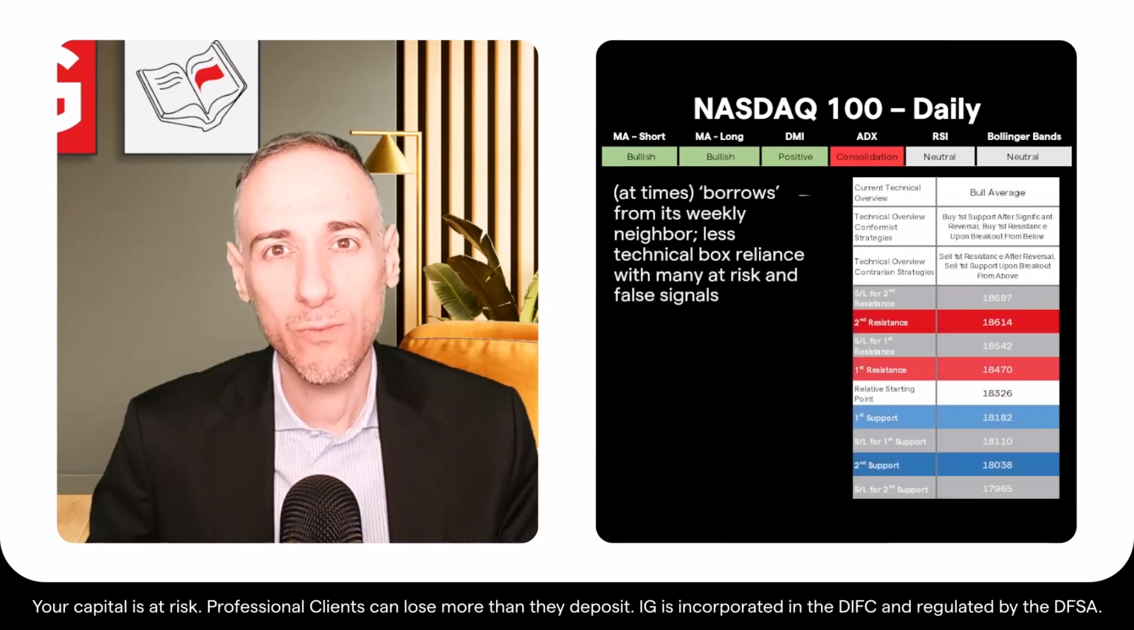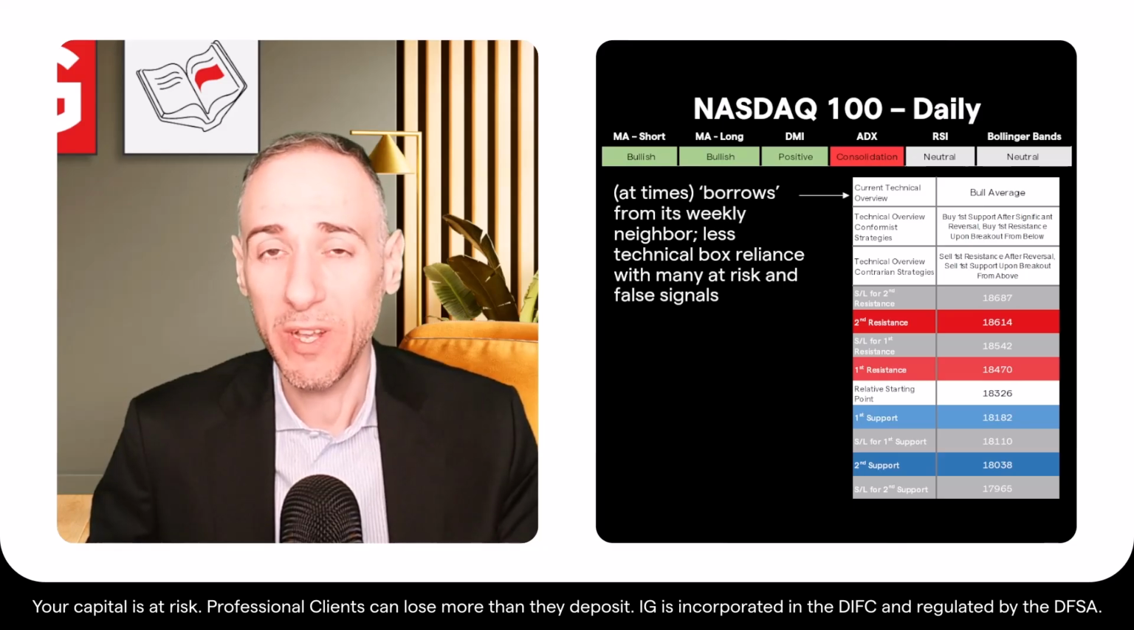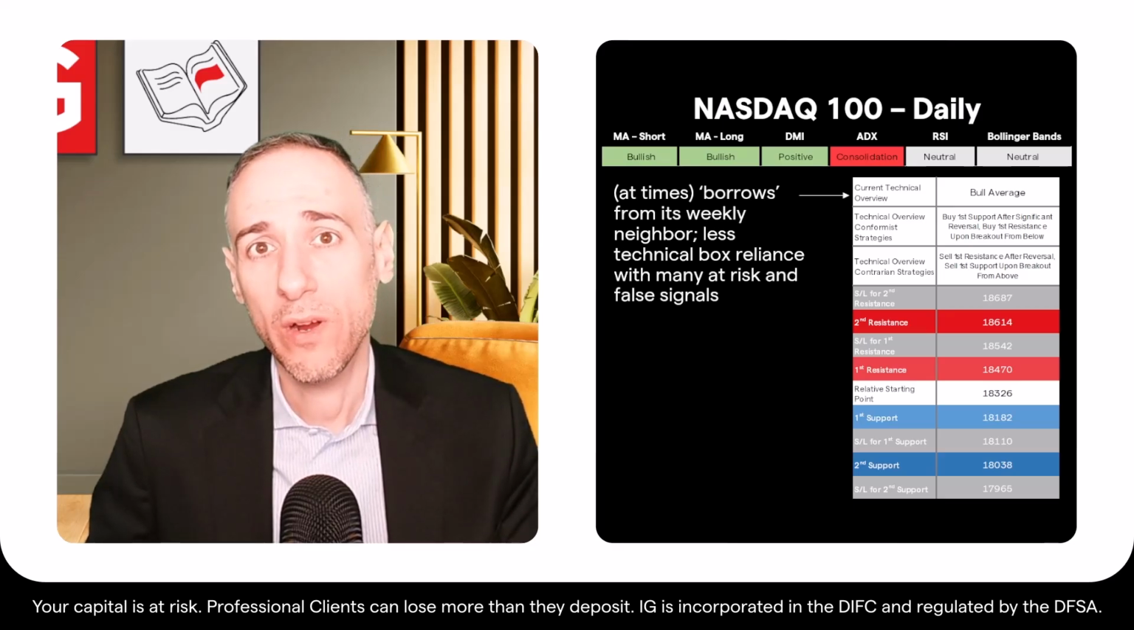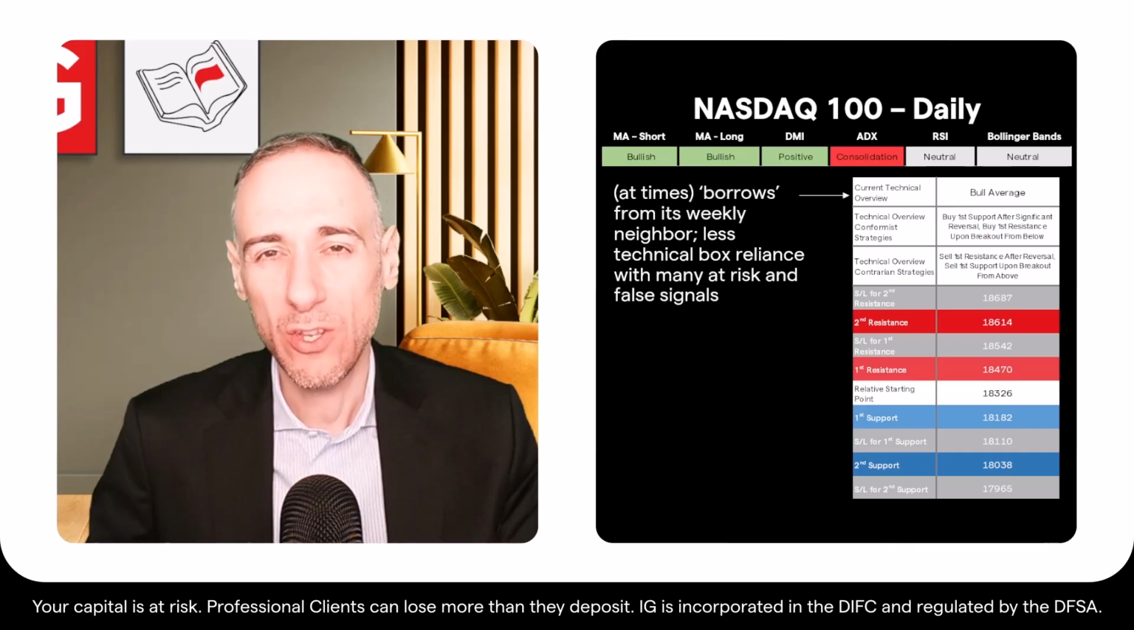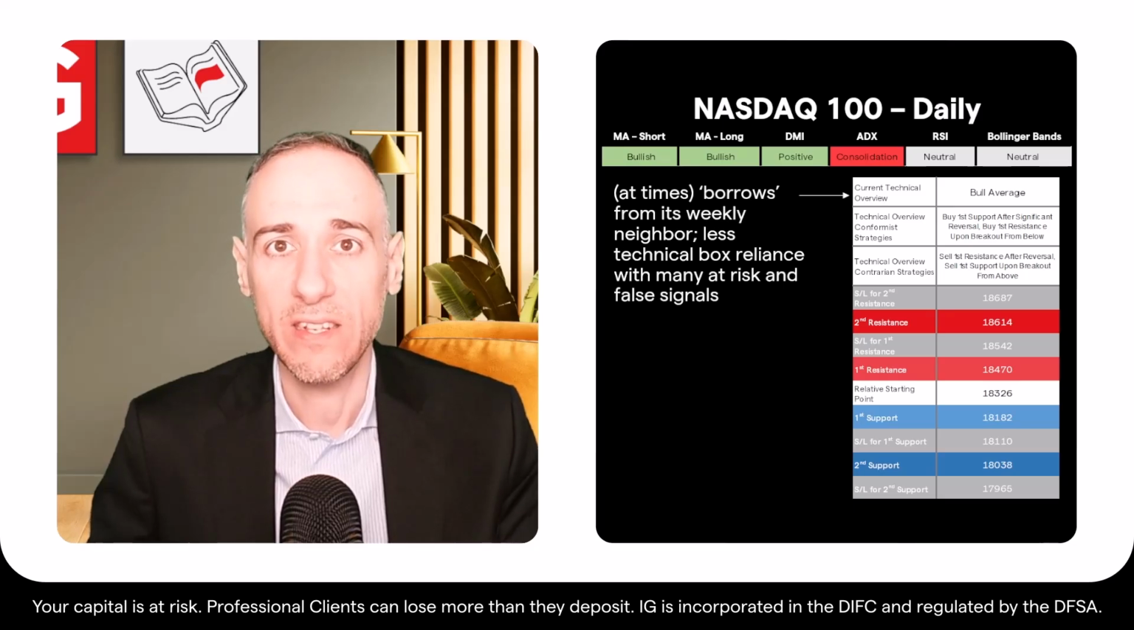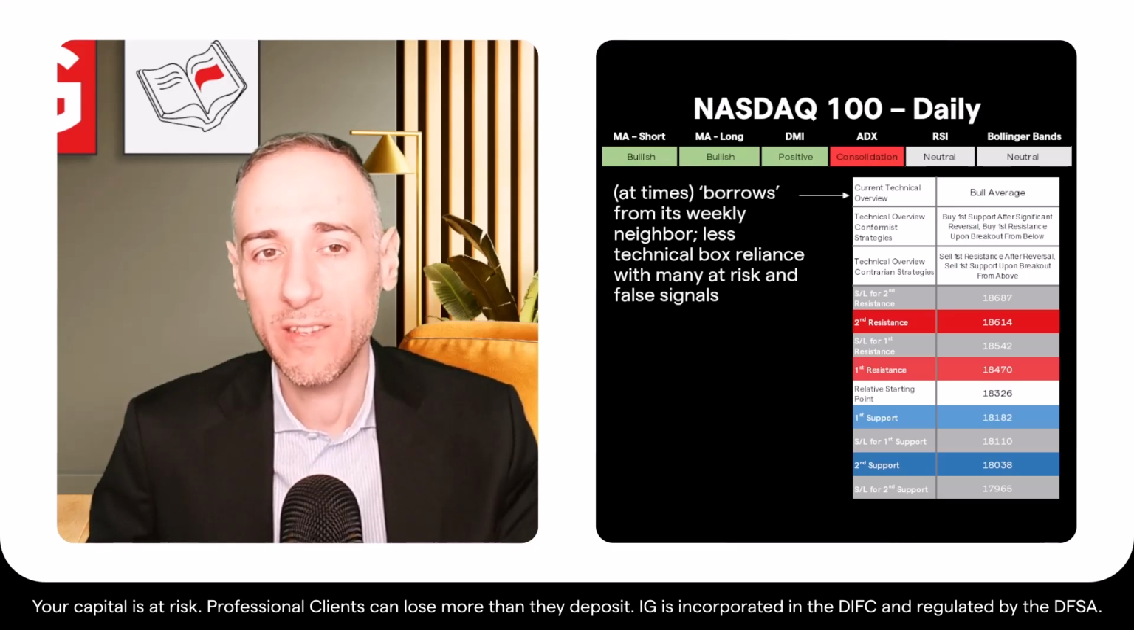So in this case, this reminds us a little bit of what we saw with the US 500 or S&P 500. That's an overview that at times is borrowing from its weekly neighbor, because when we had those pullbacks in price at the start of last week, before these consecutive gains, the overview was still a bull average, but it was borrowing again from its weekly neighbor. That meant that you're not relying as much on the technical boxes at times, because they can shift with great ease on the daily time frame, right? It's very easy to get it beneath, especially on the at-risk ones like the Bollinger Bands and the MA short. Very, very easy, and you end up with a lot of false signals.